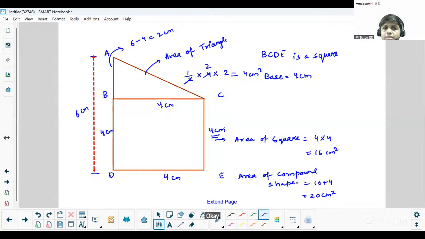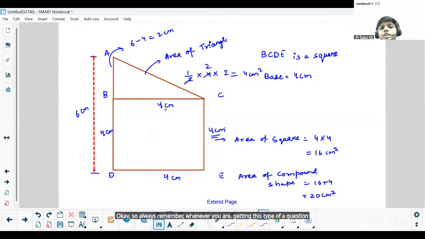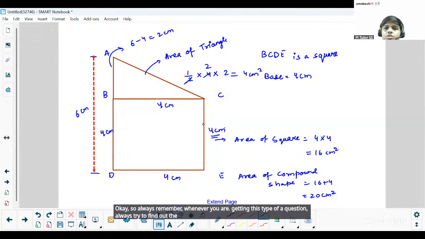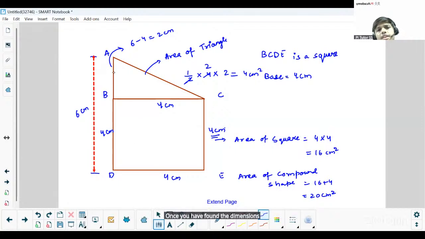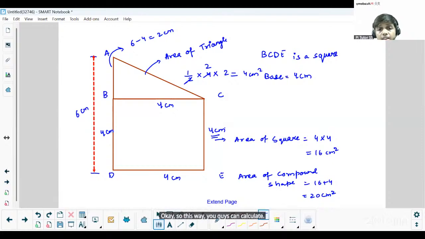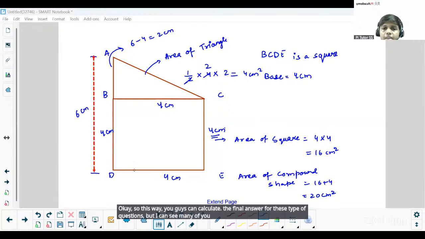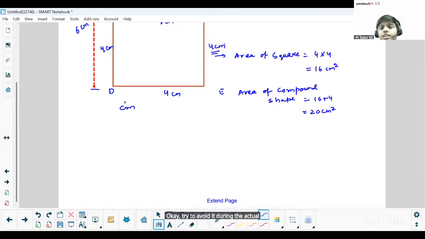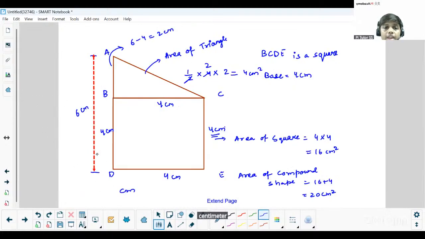Okay, so always remember, whenever you are getting this type of question, always try to find out the dimensions first. Once you have found the dimensions, you just have to use the area of the triangle and the area of the compound shapes formula to get the final answer as well. So this way you guys can calculate the final answer for these type of questions. But I can see many of you are using centimeters for area. Try to avoid it during the actual examination. Centimeter should be ignored while writing down the area.